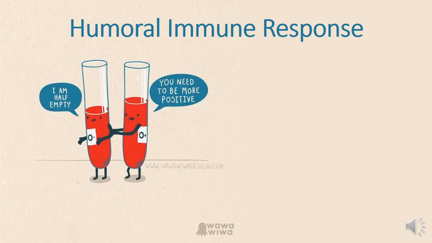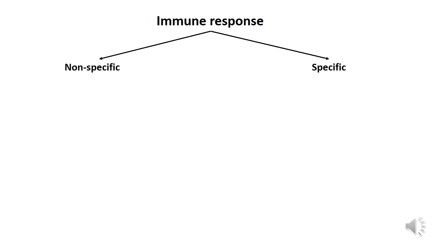Today, we will review our lesson about the humoral immune response. First of all, let's take an overall view about our lesson from the beginning. So the immune response is divided into two responses. We have the non-specific immune response and the specific immune response.